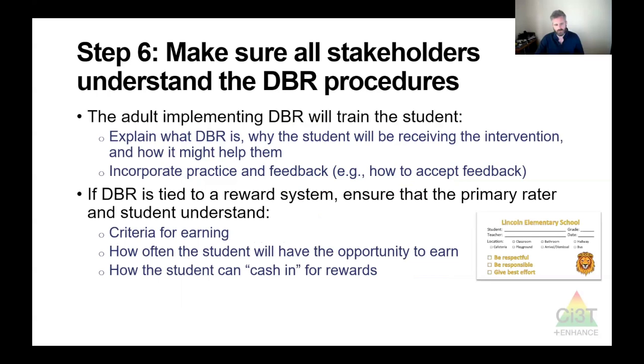Make sure all stakeholders understand the DBR procedure. This means the adult implementing the direct behavior rating is going to train the student. You're going to explain to the student what to expect, why you're doing it, how it might help them, incorporate practice and feedback. It is vital to make sure kids don't feel like this is surveillance and monitoring of them to get them in trouble.